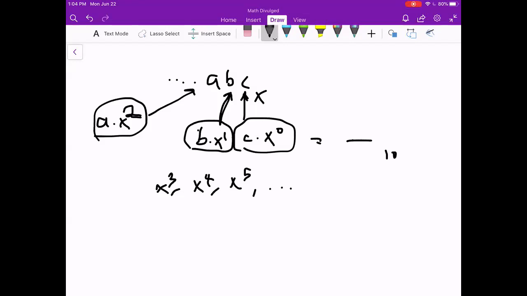So let's try an example. Let's say we have 435 in base 6, and we want to convert this to base 10. Like I said earlier, the rightmost place corresponds to 6 to the 0.